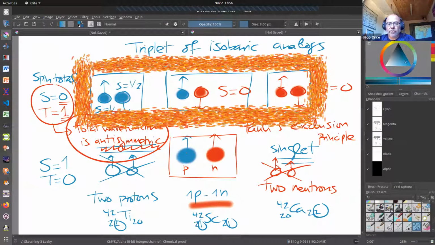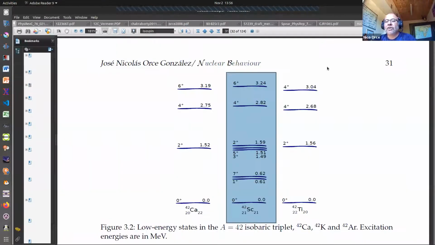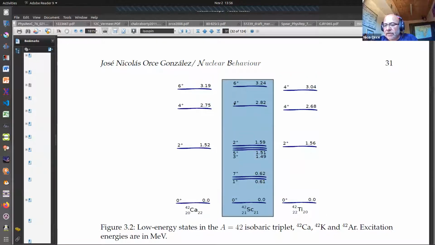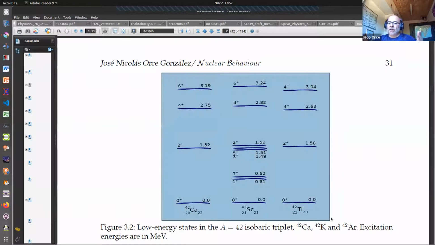I want you to see the similar picture here. This one is titanium 42 with the two protons pointing up and down. This one is scandium 42 with one proton and one neutron pointing up and down. And these are the two neutrons pointing up and down, right? It is actually quite beautiful. Think about it: when we look at how a nucleus gets excited, we can see that simple picture right here. Same number, same structure: 6, 4, 2, 0. This is a pattern, which is the beauty of isospin.